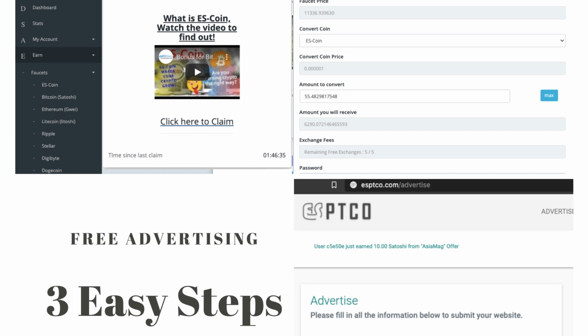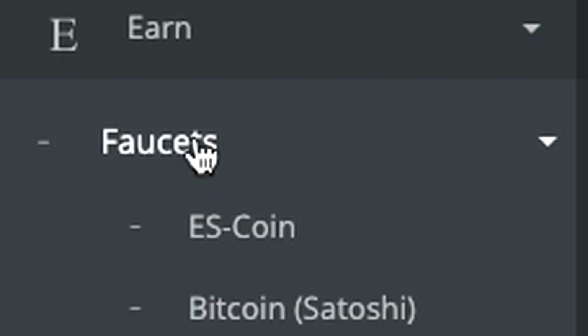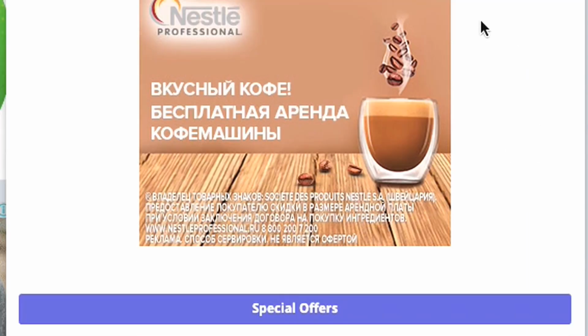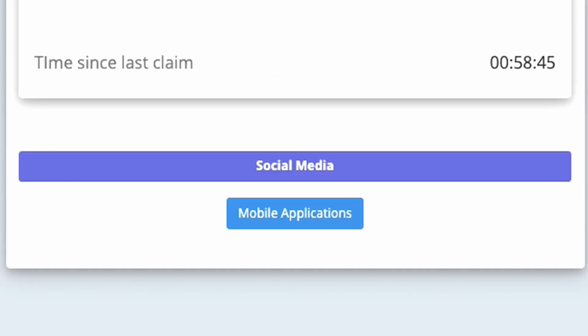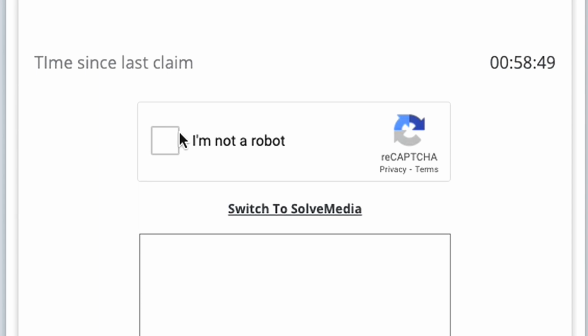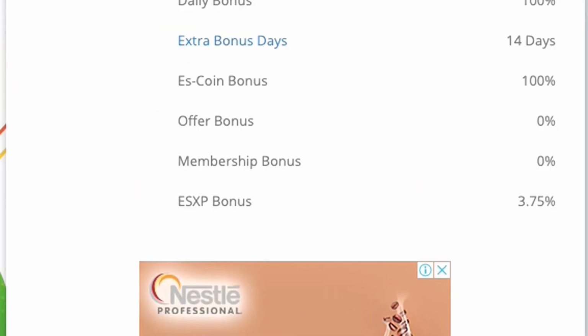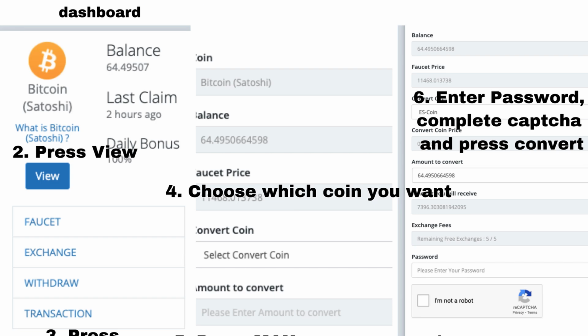So you go through the faucets and claim them all as shown here. Do it a couple times a day for best results, maximum payout. I claim on my phone throughout the day when I have some free time. When the coin is priced high relative to the dollar, exchange it for ES coin, as shown here.